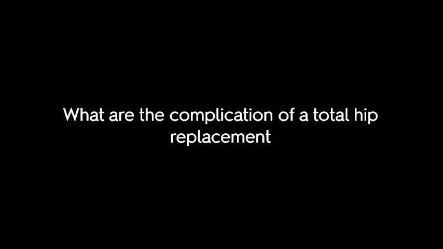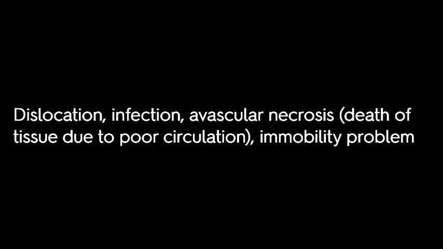What are the complications of a total hip replacement? Dislocation, infection, avascular necrosis, immobility problems. Dislocation: circulatory and nerve damage. What are the signs and symptoms of dislocation? Shortening of the leg, abnormal rotation, can't move the extremity, pain.